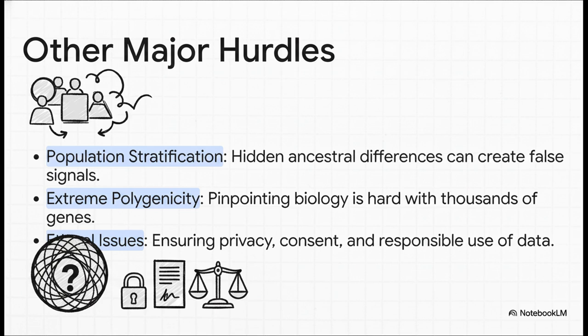And beyond that huge diversity problem, scientists are also grappling with other major hurdles. You've got complex statistical challenges like population stratification, which is basically when hidden differences in ancestry can create false signals that lead researchers down the wrong path. There's also the biological challenge of figuring out what all these thousands of genes are actually doing. And of course, there are massive ethical issues around privacy, consent, and how we responsibly use our most personal data.